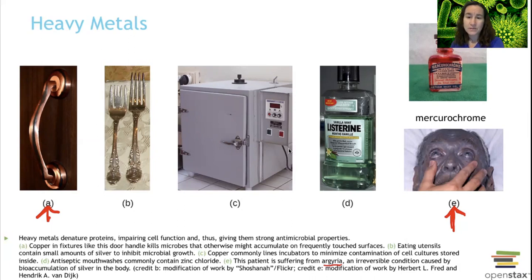So heavy metals, they are antimicrobial. They can accumulate. Some of them have toxic effects, so you need to be careful. Mercury is one of those. It is toxic to the central nervous system.